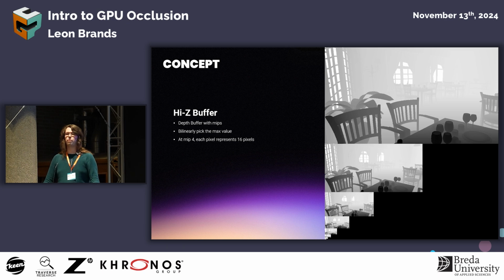So to solve that, we can use something called a high Z buffer or a hierarchical Z buffer. This is a depth buffer with runtime-generated MIPs. Each MIP bilinearly picks the largest, so the furthest value in its area instead of the average value. Now, this means that a single pixel at a higher MIP level will actually represent the furthest value in a larger area. For example, in a 1024 by 512 high Z buffer, at MIP level 4, each pixel is going to represent 16 pixels, or well, the furthest value in 16 pixels. This means that with very few samples, we can now get the furthest value in an area, which is going to be perfect for very cheap and quick depth comparisons for our AABBs.